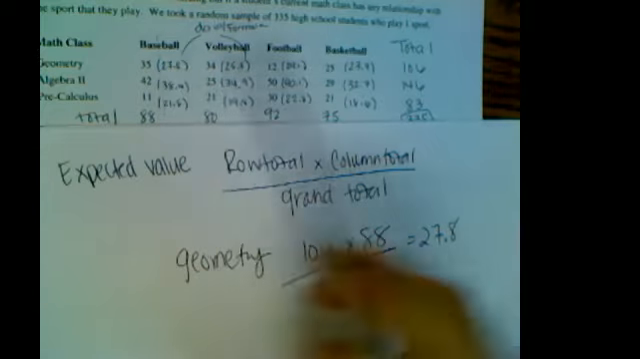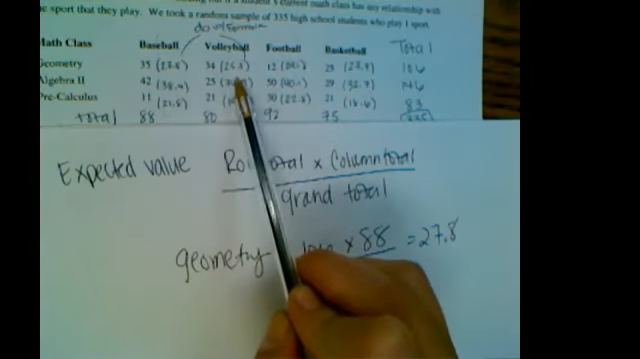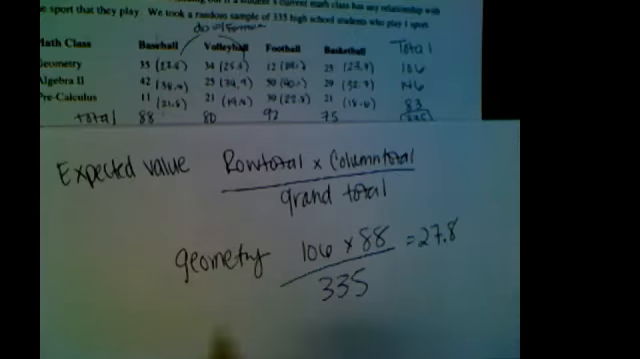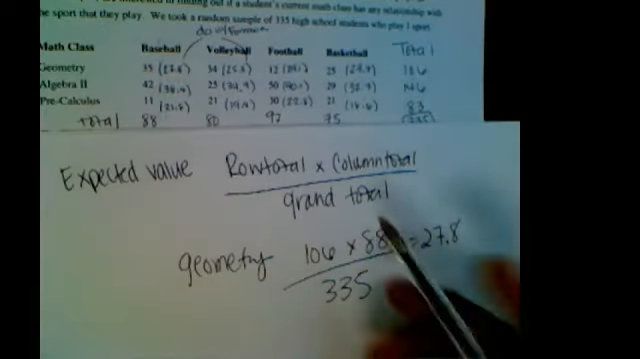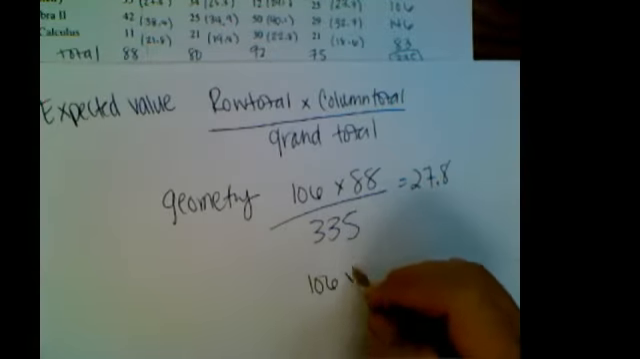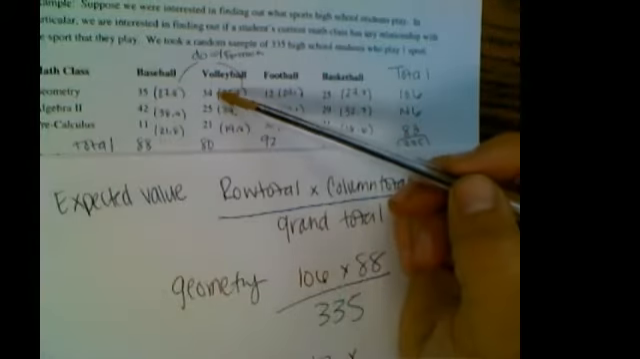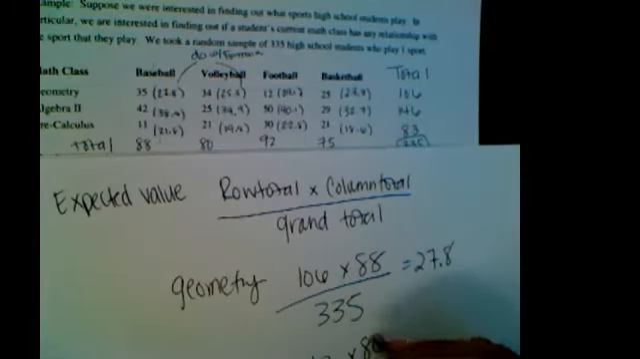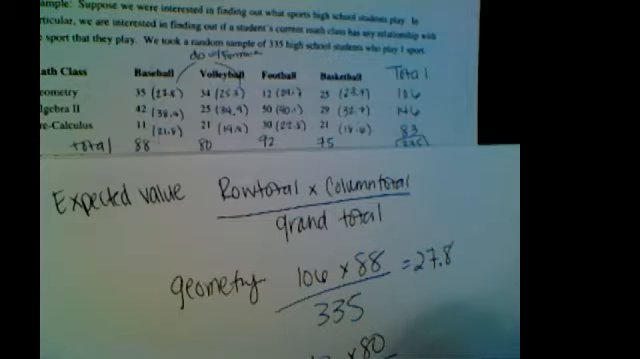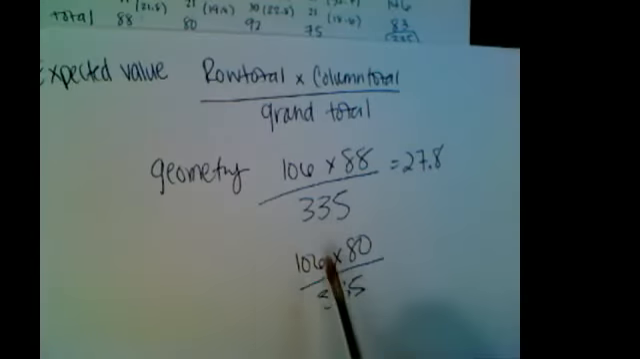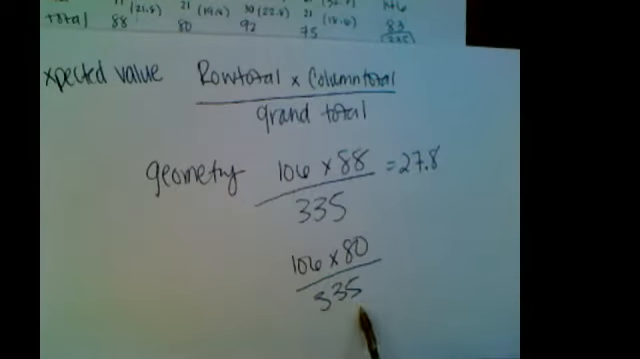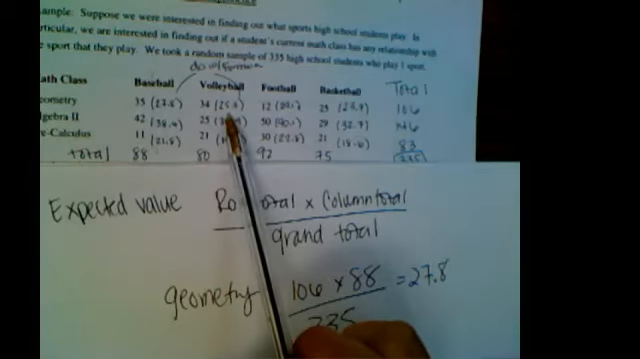Okay, so then if I'm doing geometry again and I want to move over here, again, I do the row total, so I would have 106, times the column total. Now I'm here, so I'm going to use 80 this time, and then I do the grand total. And again, if I do that number and put it in my calculator, I will get that 25.3.